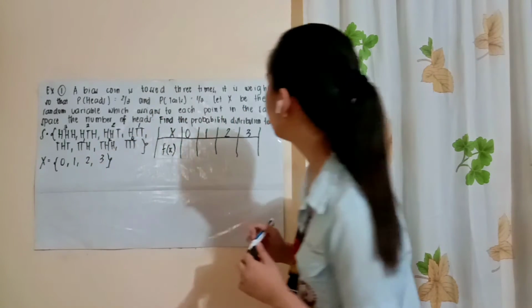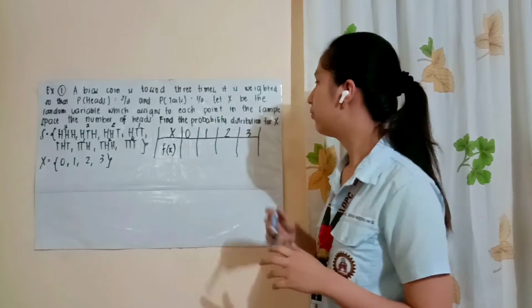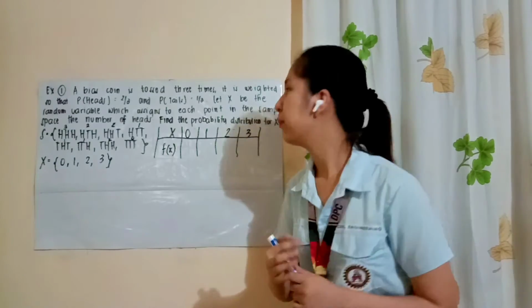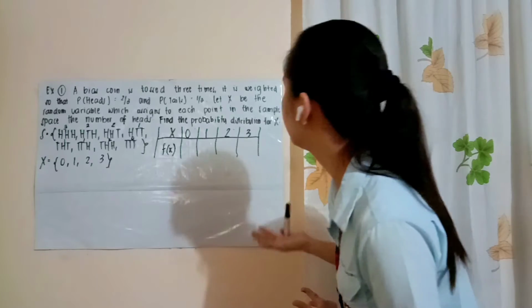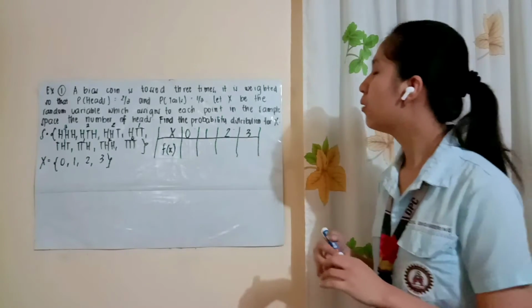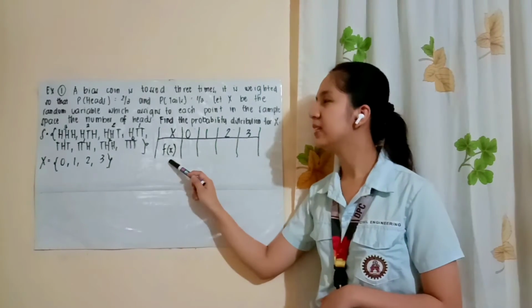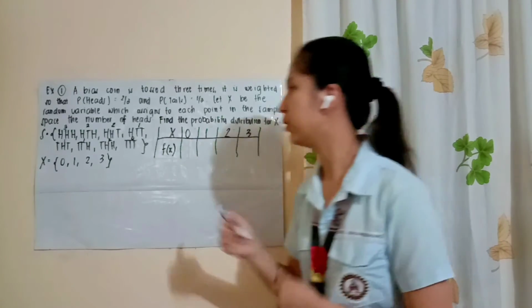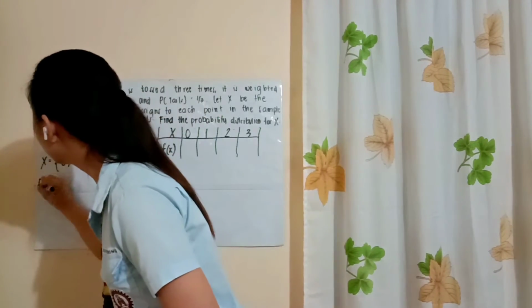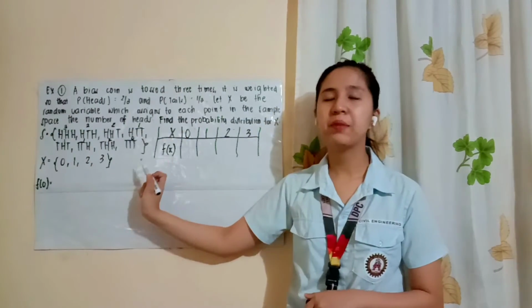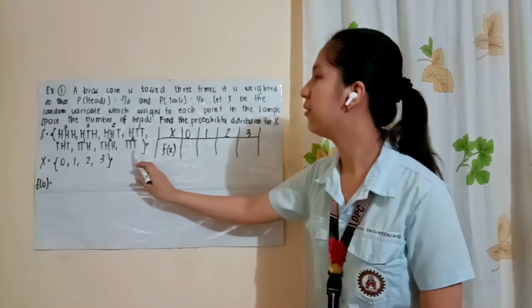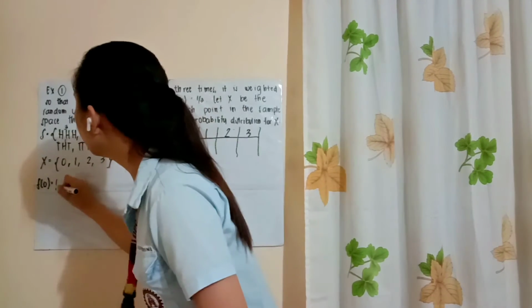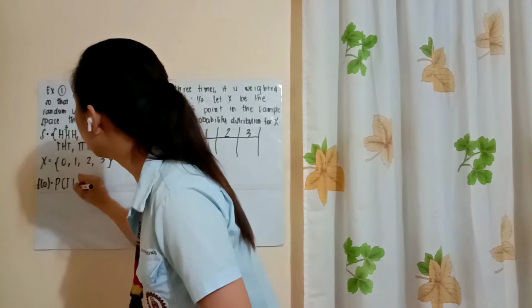So, this will be our table for this problem, our probability distribution. Now, we will get the probability of each value. For the first value, we have 0. We will get the probability of 0. Which sample point has 0 number of heads? We have TTT, so we will get the probability of TTT.